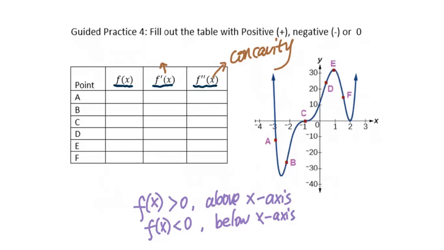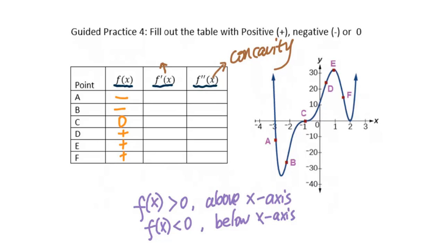Let's check f of x. Below the x-axis means negative, so A and B are negative. C is on the x-axis, therefore it's 0. For D, E, F, they are above the x-axis, so they're positive.